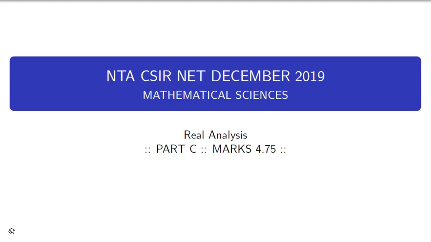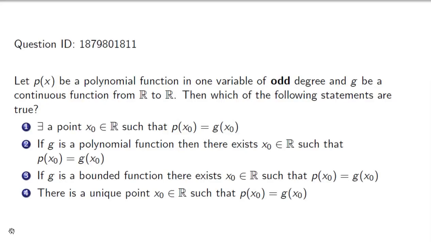Hi, this is a question from CSIR NET 2019 December session. It's a question from real analysis from part C. Here we are given that P(x) is an odd degree polynomial. Please note that the word odd is in bold face since it is going to play a decisive role in solving this problem. And g is a continuous function from R to R. Then we will have to see which of these options are true or false.